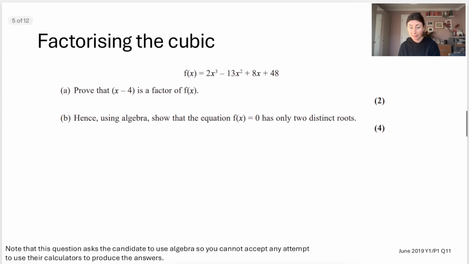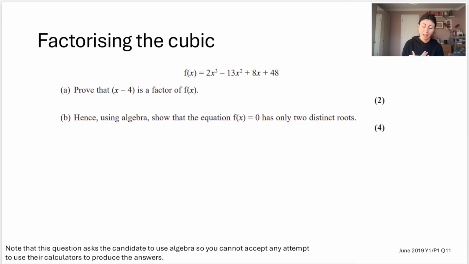And now extending this same question, but we're going to look at part B. Hence, using algebra, show the equation f of x equals 0 has only 2 distinct roots. And so I think the first thing most students might be tempted to do is go straight to their calculator solving polynomials. But in the text of the question, and in this case as well in the mark scheme, it does talk about calculator usage. And in the mark scheme here, it said that note that this question asks the candidate to use algebra, so you cannot accept any attempt to use their calculators to produce the answers.